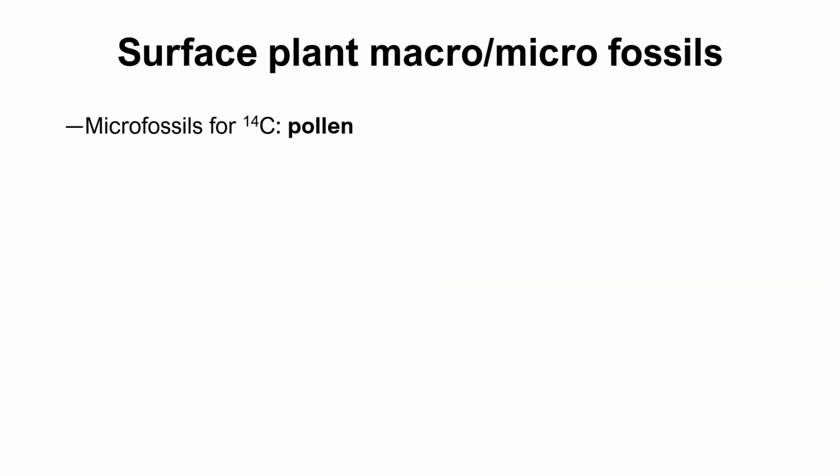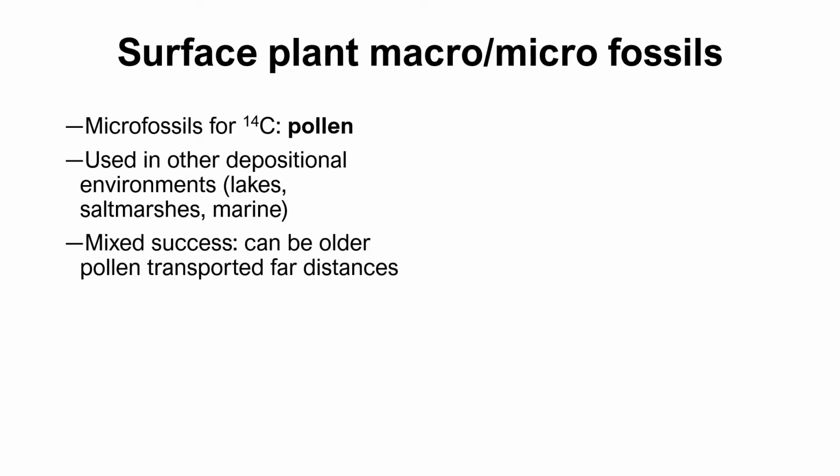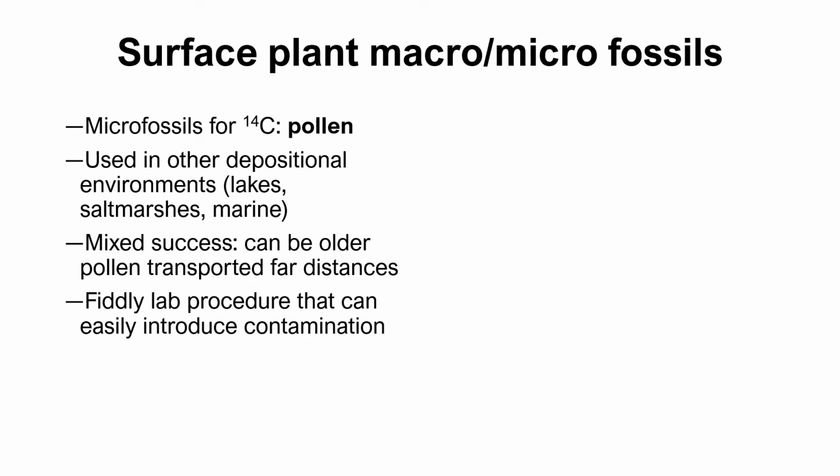There are some other fossils that have been used, like pollen, so technically a microfossil that's just made up of organic carbon. And this is a radiocarbon sampling technique that has been used in a lot of other depositional environments like a marine setting, lakes and salt marshes. But these have had quite mixed success and most often result in much older ages than would be expected. It's also a very fiddly lab procedure that can easily introduce contamination, and there are a lot of papers out there that actually state that they have introduced contamination during separation of pollen concentrates.